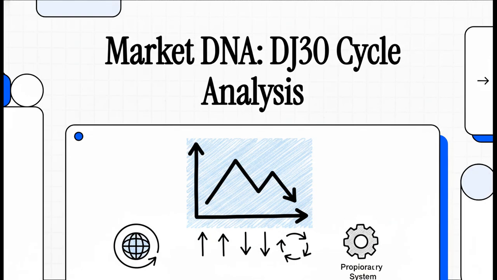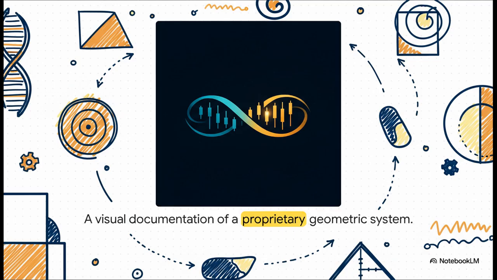All right, let's get right into it. Today, we're documenting a really interesting market cycle analysis. This one focuses on the Dow Jones 30 Index. So, let's dive in. What you're looking at here is the visual signature for a method called market DNA.